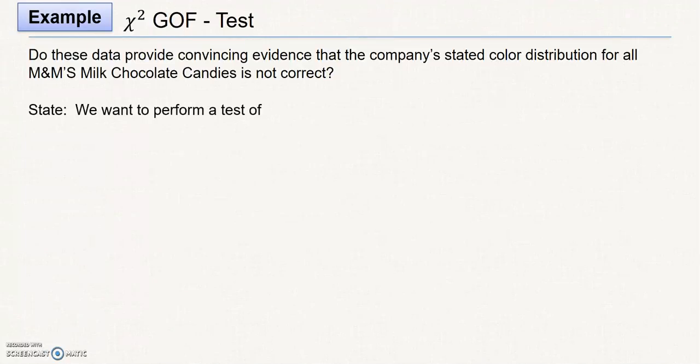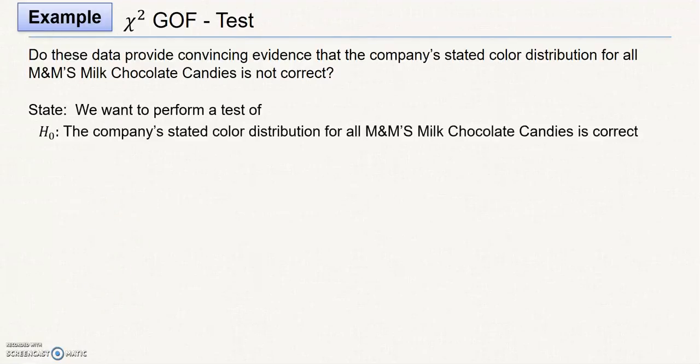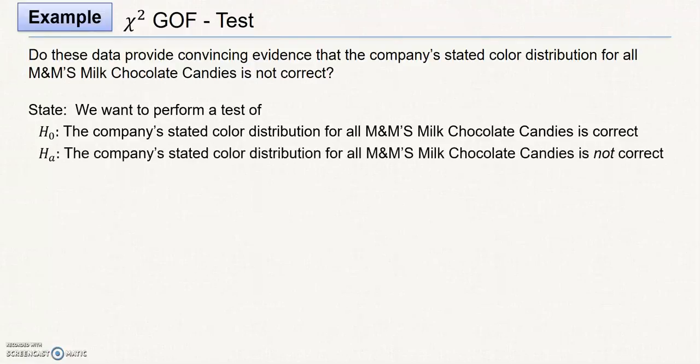Okay, so it should look something like this. We want to perform a test of, and then your hypotheses. H naught: the company's stated color distribution for all M&M's milk chocolate candies is correct. So then the alternative: the company's stated color distribution for all M&M's milk chocolate candies is not correct.